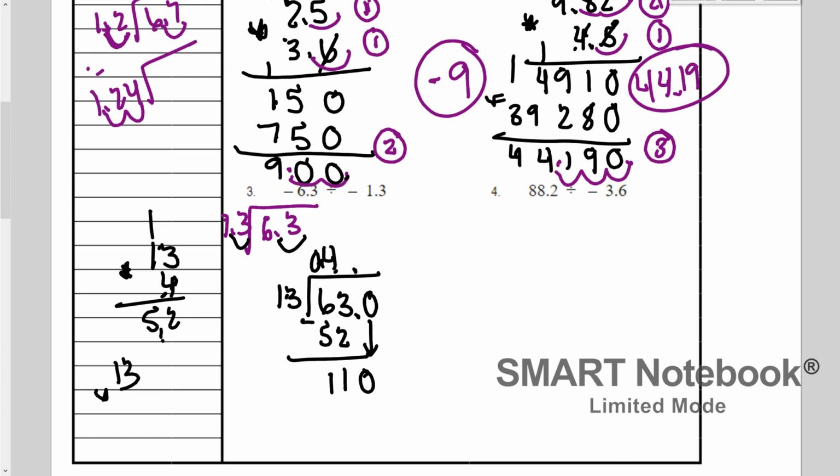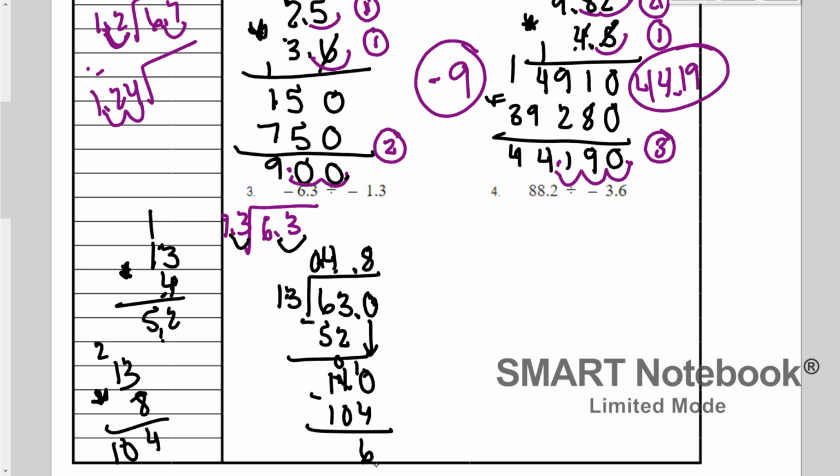13 times 8. 3 times 8 is 24, 8, 9, 10. Yeah, okay. So it goes in there 8 times. So I put that 8 above that 0 that I just brought down. Oh my gosh, this pen is driving me nuts. And that is 104, so we'd subtract. 110 minus 104 is 6. You could do all the borrowing and whatever to get that answer as well.